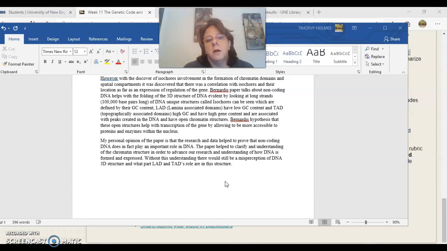Bernardi's paper talks about non-coding DNA helping with the folding of the 3D structure of DNA, evident by looking at the long strands, which consisted of about 100,000 base pairs long of DNA, and found the unique structure called the isochores, which can then be seen and be more defined by their GC content and separated into lamina associated domains or LAD that have low GC content and topographically associated domains or TADs that contain high GC or high gene content, which the topographical associated domains are associated with peaks that are created in DNA, and they have open chromatin structures.